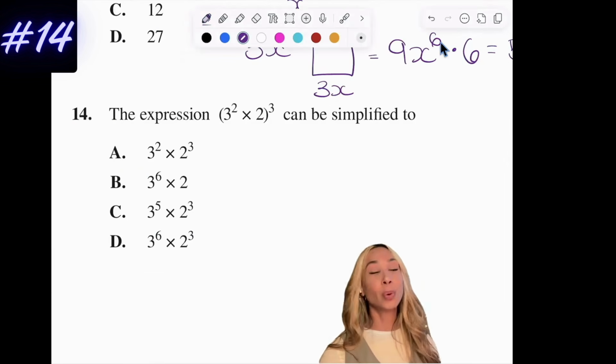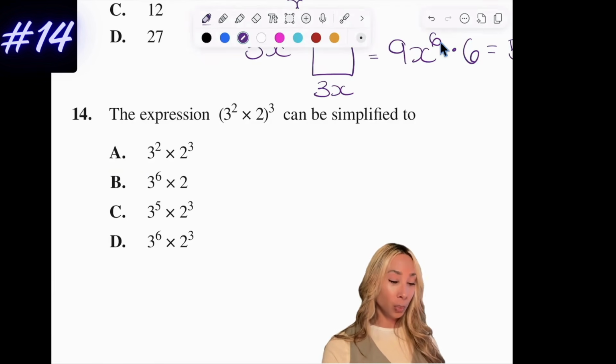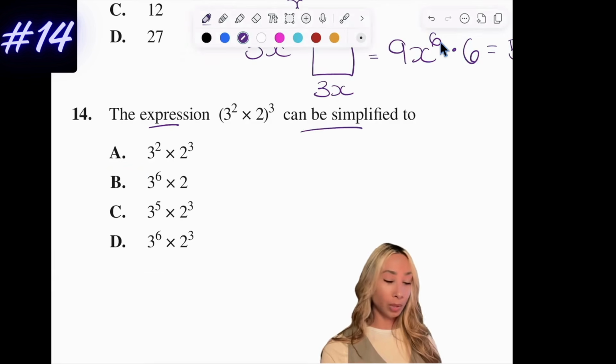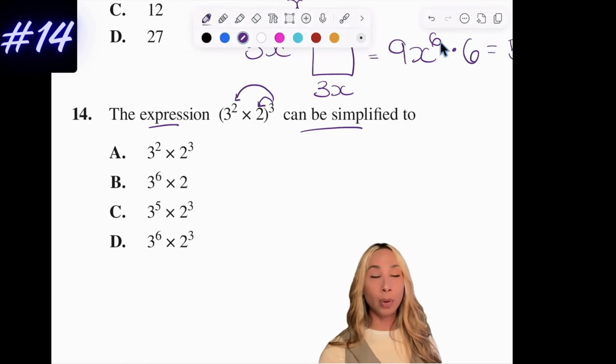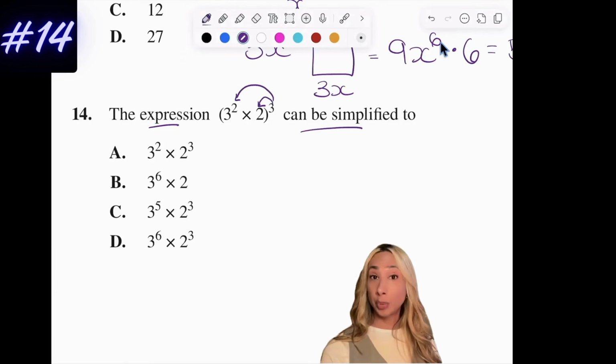Number 14. So this is definitely one that would be a mental math part A type question. I think when I was doing the video for part A, the first question is very similar to this. So we want to know, what can the expression be simplified to? We are looking at our exponent laws. So we have a number outside the bracket. We're going to rainbow that in, a mini rainbow, if you will, because it's exponent to exponent.